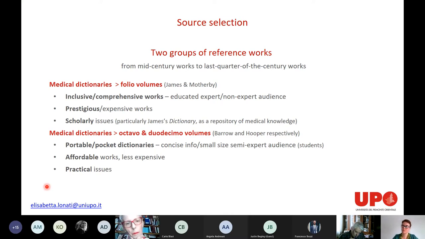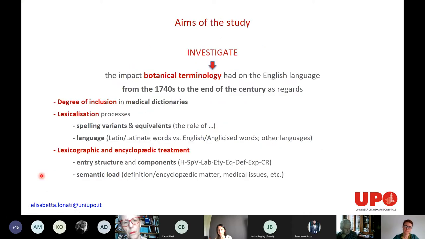And then there are smaller dictionaries in size, including a more limited number of entries. These are Barrow, an octavo volume, and Hooper, a duodecimo volume. They were affordable works, less expensive, for semi-experts, practitioners, or students, for example, and they display very practical issues. This is extremely important because we'll see later how some features are shared, notwithstanding these differences in size.